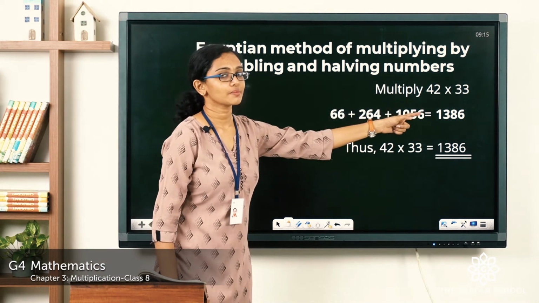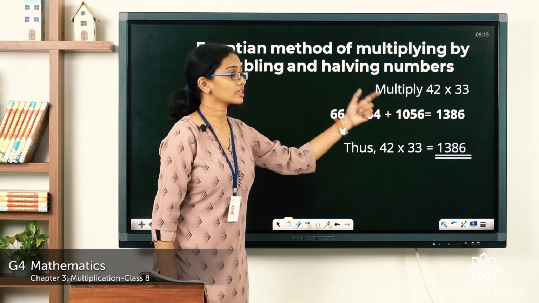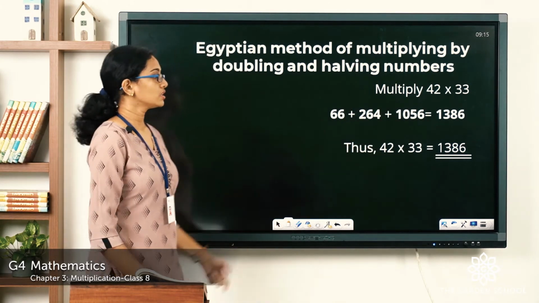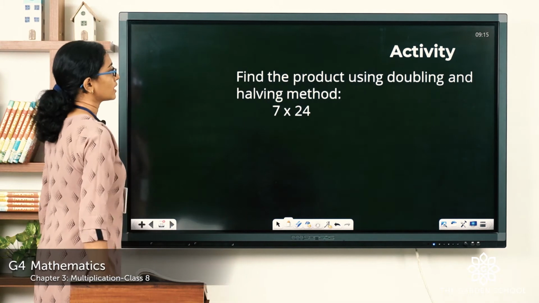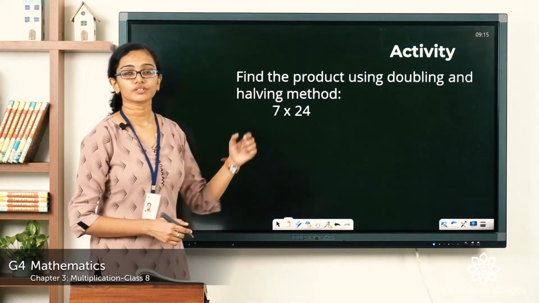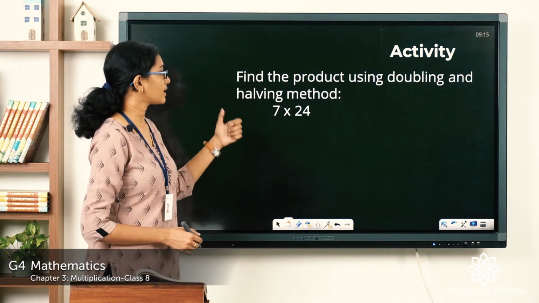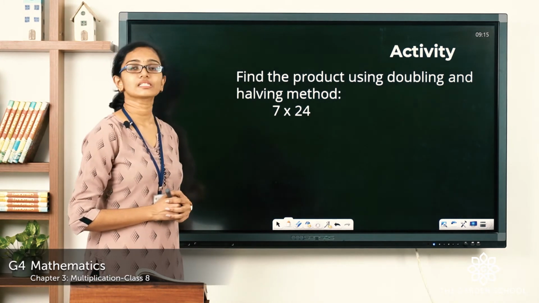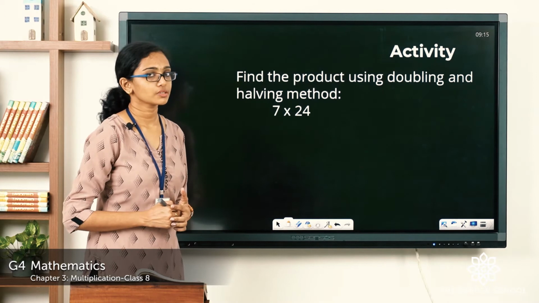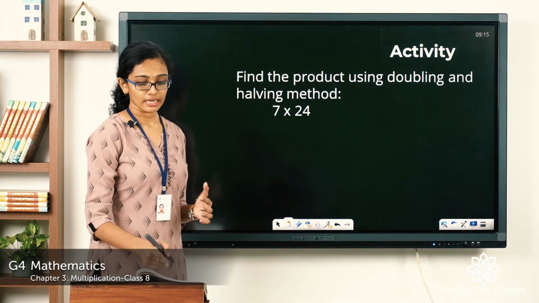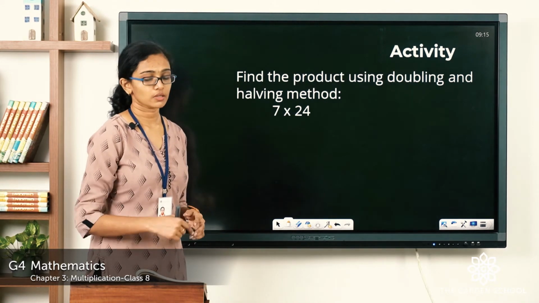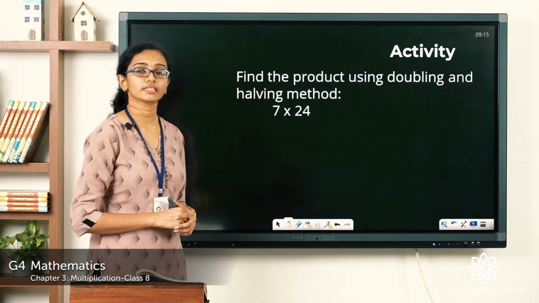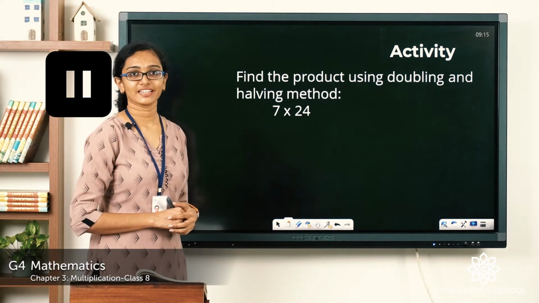So this is an interesting method of multiplication. We never used any multiplication tables, right? So I hope this is clear to you, and we'll do one activity now. Please note down this question in your notebook. Find the product using doubling and halving method of the question, 7 into 24. Note down this question, you can pause the video, and before you do that, you can go through the topic in page number 46. You can pause the video, finish the activity and come back.